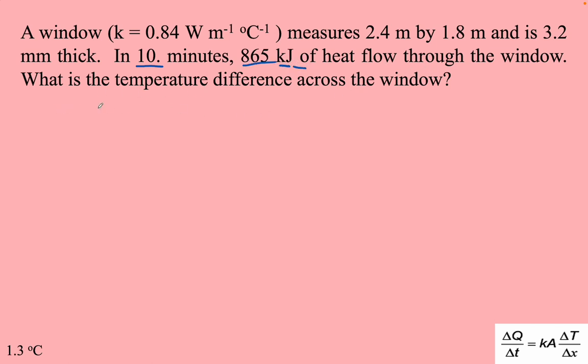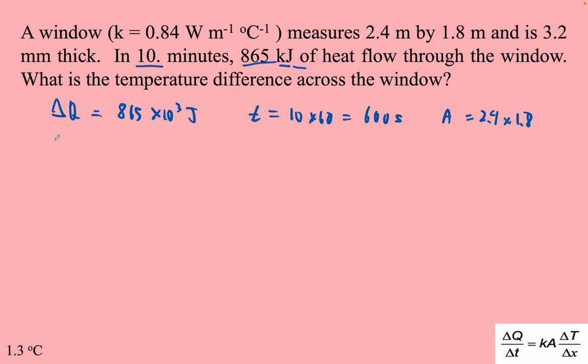So our Q is equal to 865 times 10 to the third joules. Our time is 10 times 60, which is 600 seconds. Our area is going to be 2.4 by 1.8. And our thickness here is going to be 3.2 millimeters, so times 10 to the minus third meters.